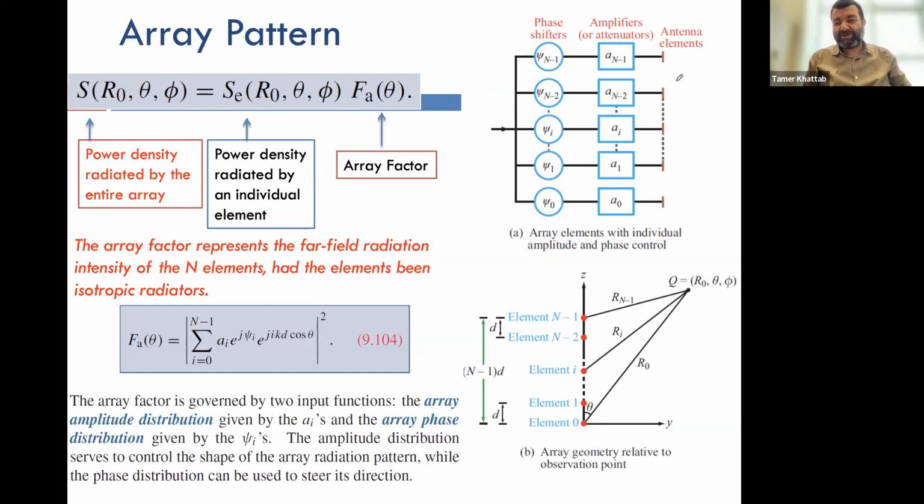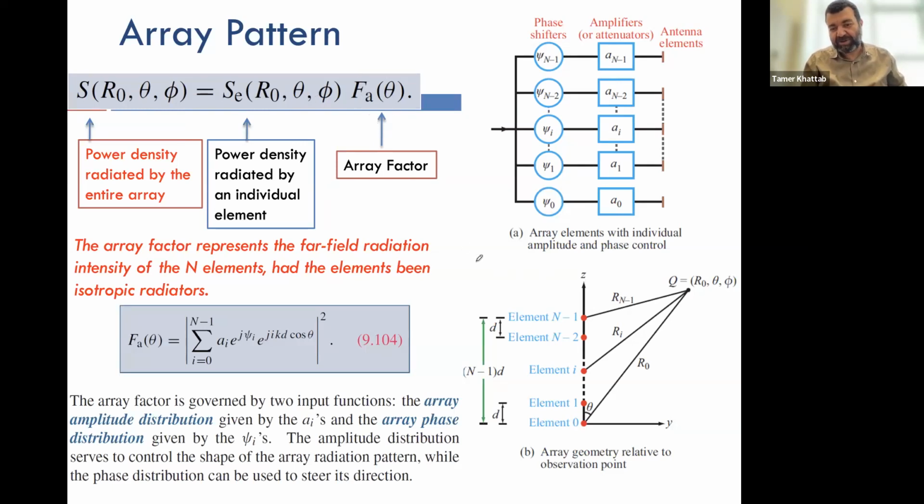Now, in case you do this, you arrange the antennas in a particular array, when you calculate the power density coming out of the whole array at any point, this is going to be effectively equivalent to the power density coming from a single element. For example, if this is the dipole, then you use the expression that we got for S for the dipole, okay, multiplied by something called the array factor.